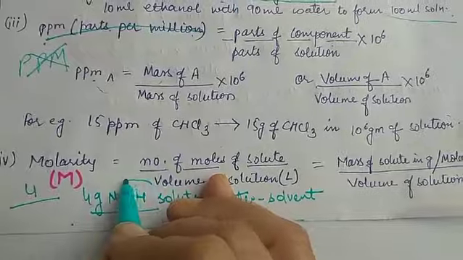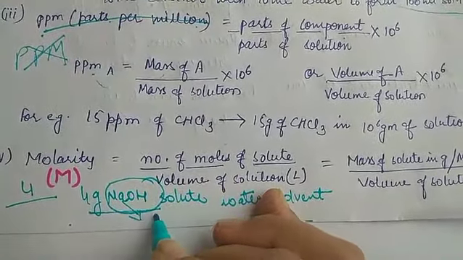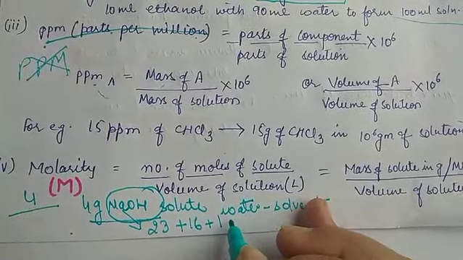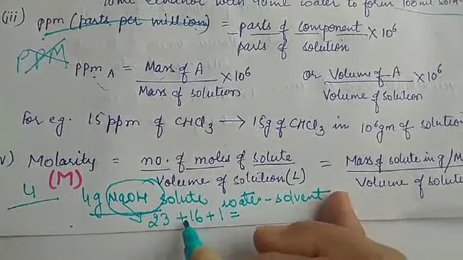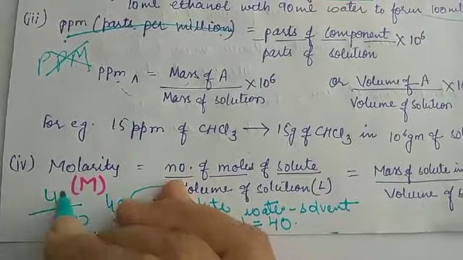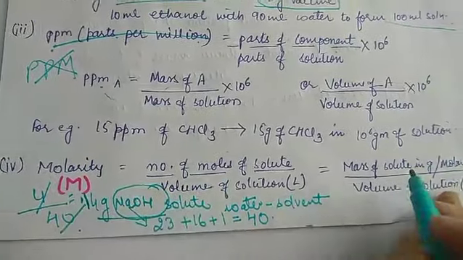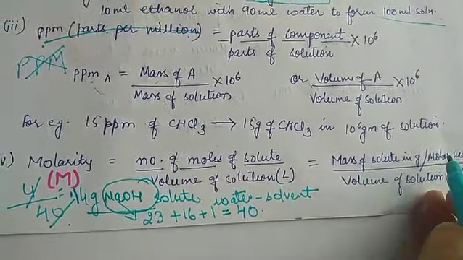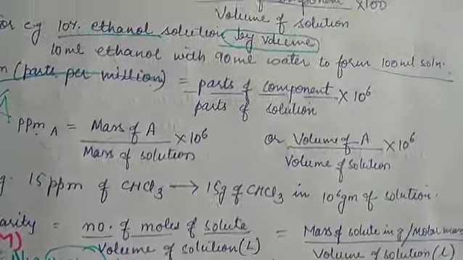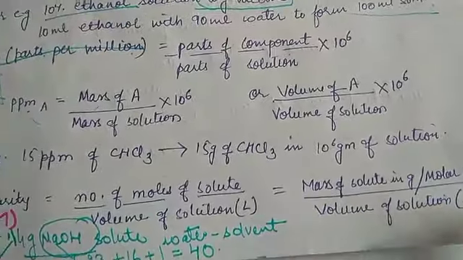What will be the molar mass of NaOH? Sodium is 23 plus oxygen is 16 plus hydrogen is 1, that is equal to 40. So the molar mass is 40, and 4 divided by 40 is equal to 0.1. So 0.1 is the number of moles of solute, divided by the volume of solution, which should be in liters. If in a numerical the volume of solution is given in ml, then change it into liters.